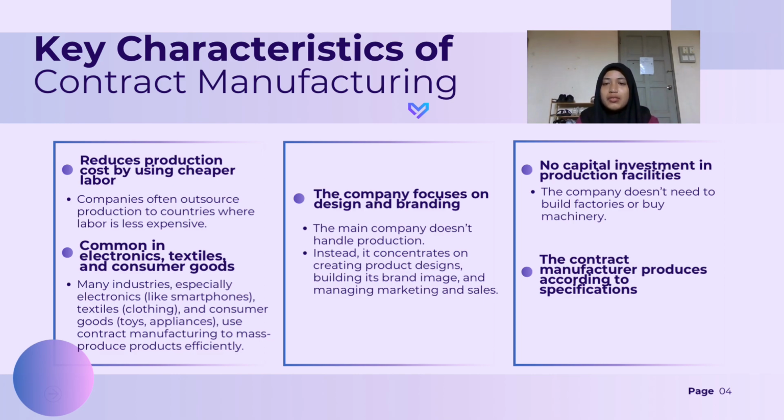Third, the company focuses on design and branding. This means the main company doesn't handle production. Instead, it focuses on designing new products, building its brand image, and managing marketing and sales. Fourth, there is no company investment in production facilities. The company doesn't need to build its own factories or buy machinery. Lastly, the contract manufacturer produces according to specifications.